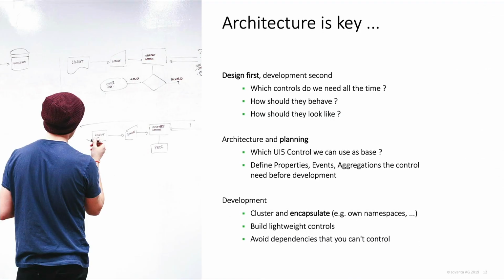Okay, and when we defined our base control, we go on and define which properties we need, which events are needed, and which aggregations are needed. All this is defined before we really start coding, so no code is written until all these points are clarified. If all this is clarified, we start developing.